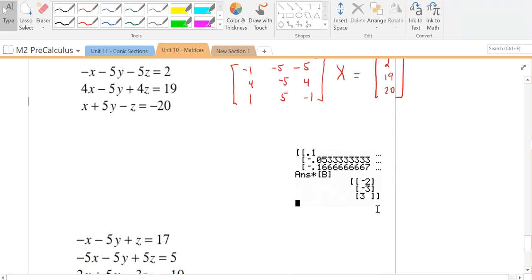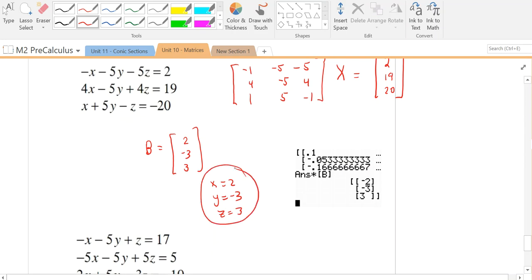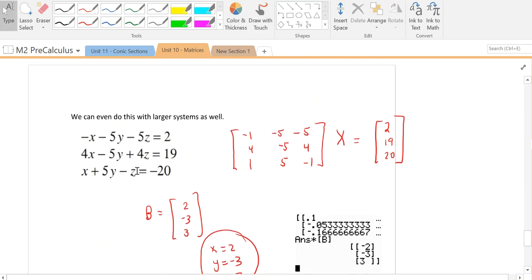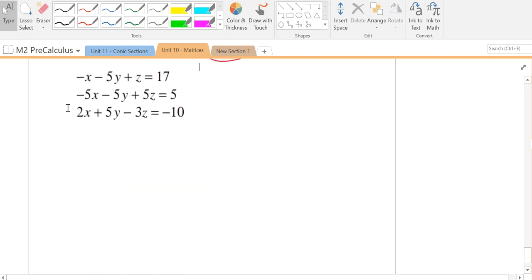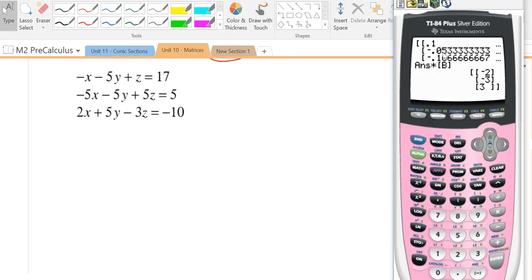And so we end up with B is the matrix of 2, negative 3, 3. And that's telling me that X is 2, Y is negative 3, and Z is positive 3. If you haven't seen a 3-variable system before, this is really talking about, instead of lines intersecting, 3 planes intersecting. And these 3 planes intersect at the point 2, negative 3, positive 3 in space. All right, so one more.